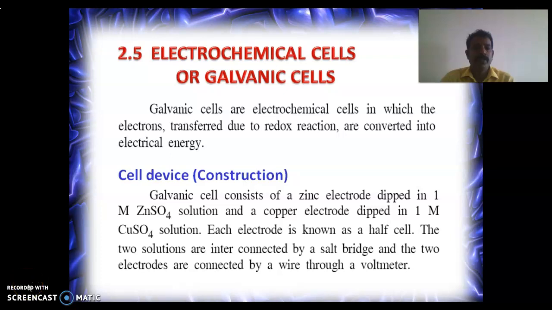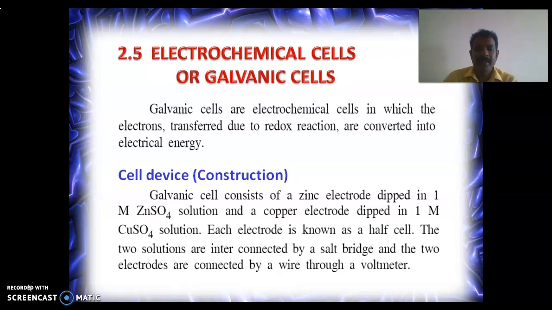Very good morning, students. Today we see the new topic called the electrochemical cell or galvanic cell. Galvanic cells are electrochemical cells in which the electron transfer due to redox reaction is converted into electrical energy. Next, we see the construction of the cell.